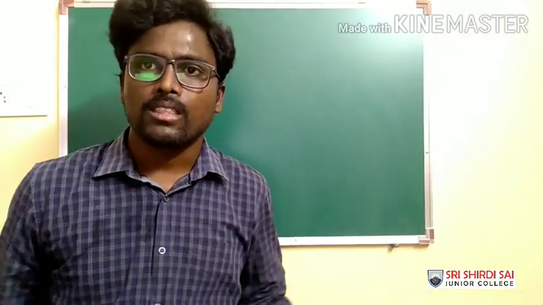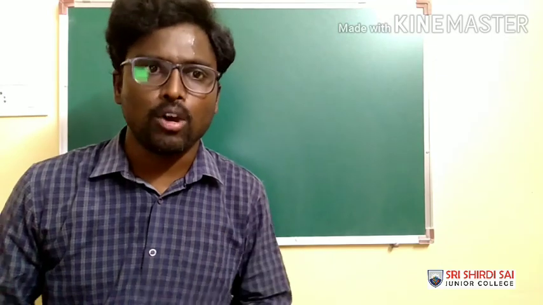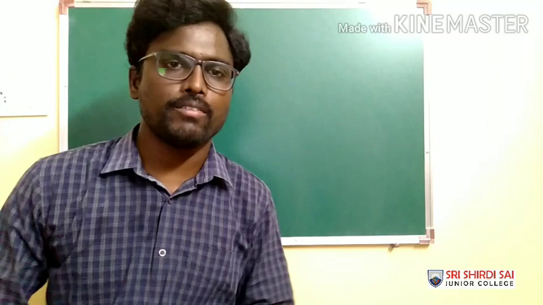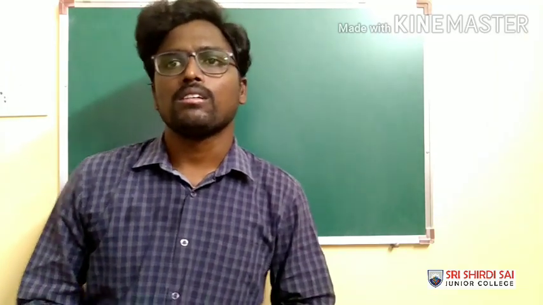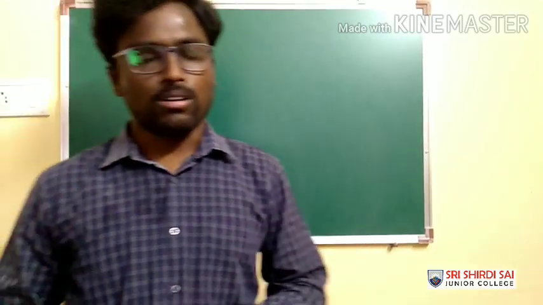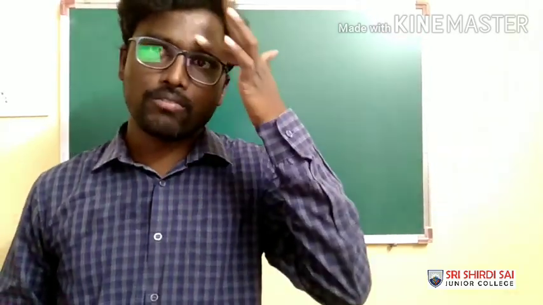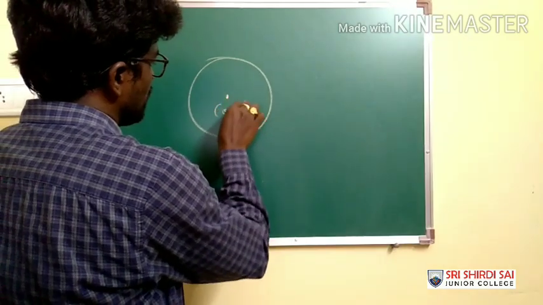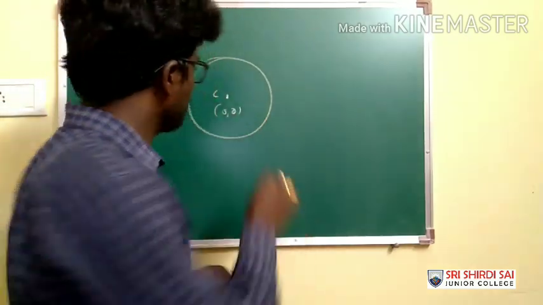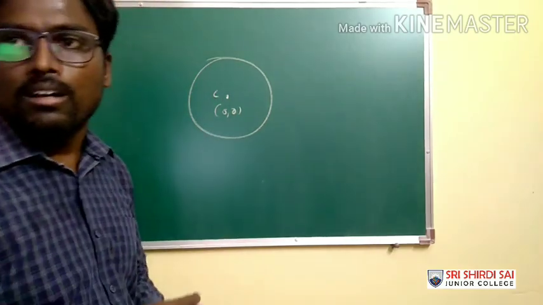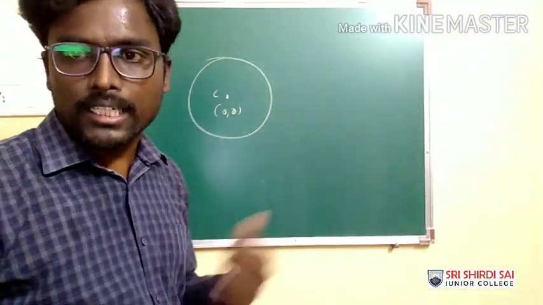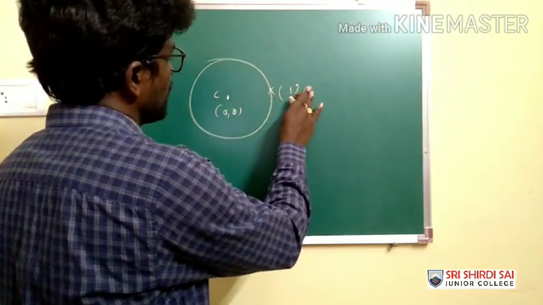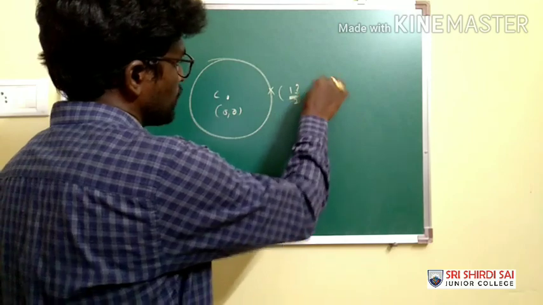Fine. Now let's see the next question. Here there is a small mistake in this question. In the examination, a grace score will be given, don't worry for that. A coordinate is missing. A circle is drawn with the origin as the center, meaning the center of the circle is (0, 0), and it passes through the point (13/2, 0).